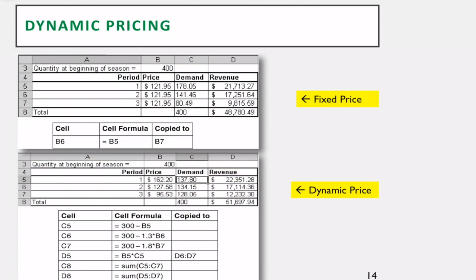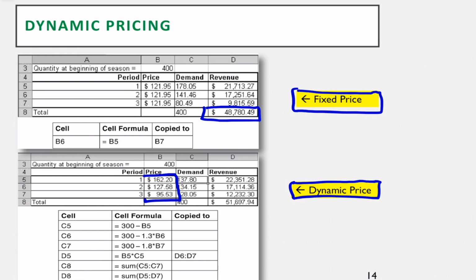If we make a fixed price model, total revenue comes to this number here. But if we use dynamic pricing, where the price changes depending on the period, we get more than 51,000 in revenue. So if the retailer wants to keep a fixed price during the 3 months, the retailer should keep that price at $121.95. So we can see that by changing price dynamically, the retailer is able to increase profits by about $3,000.